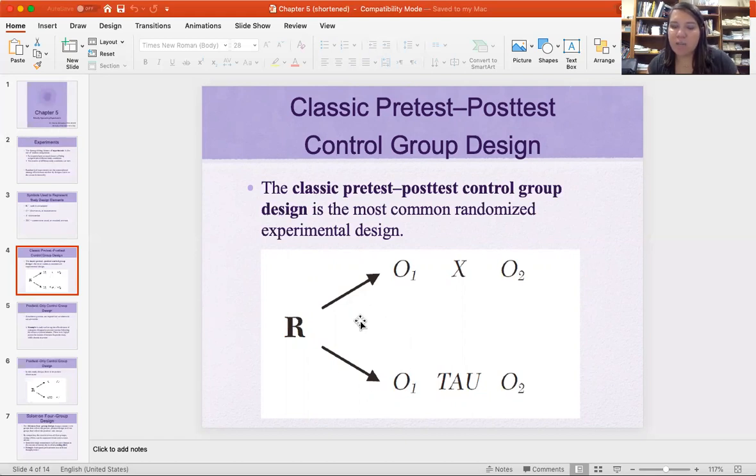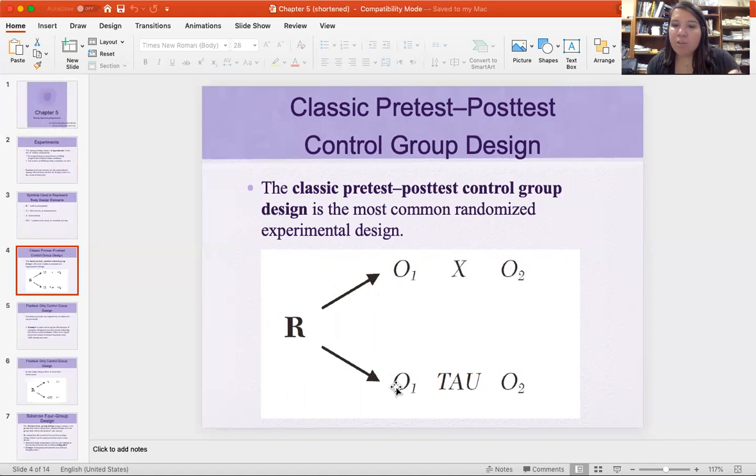So in this design right here, again, they're randomly assigned. Up here, you're going to do a pre-test. What is their knowledge of pregnancy and sex education? And then the intervention group is X, and they are going to get the abstinence-only education and the sex ed education. And then you're going to do a post-test about what their knowledge is on sex education and teen pregnancy.